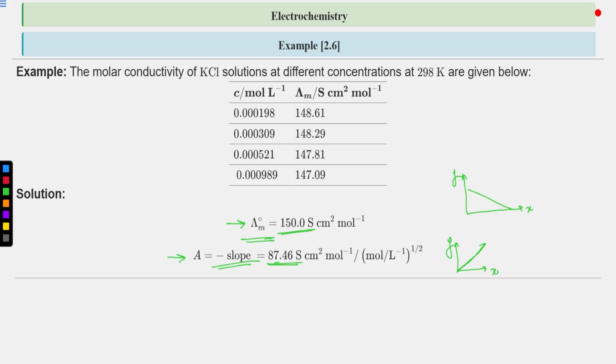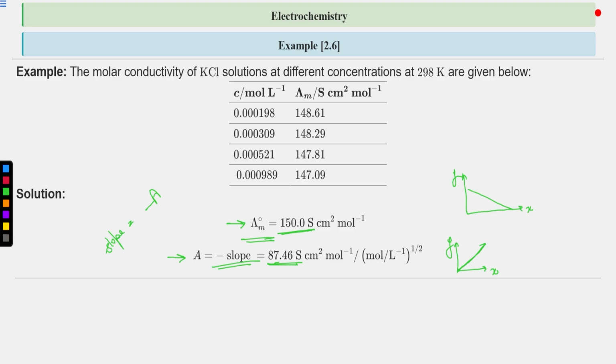And the A value will be minus of slope, right? Or you can say the slope value was minus of A. So the A value will be minus of slope. The slope was negative, which is 87.46. So negative of slope will become positive. So the A value will be 87.46 Siemens centimeter square mole inverse, or mole liter per under root of concentration unit, like mole per liter.